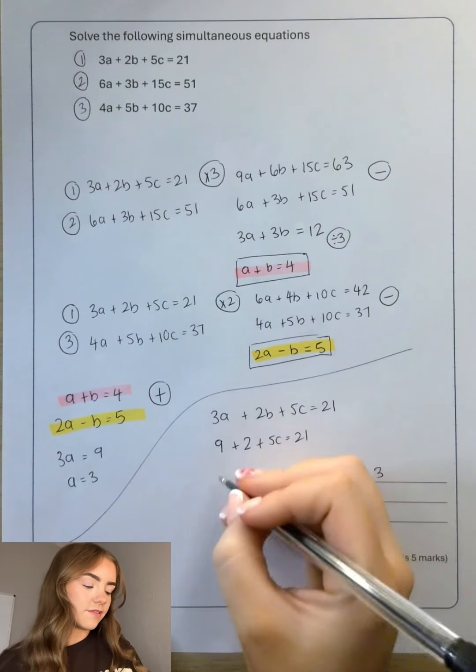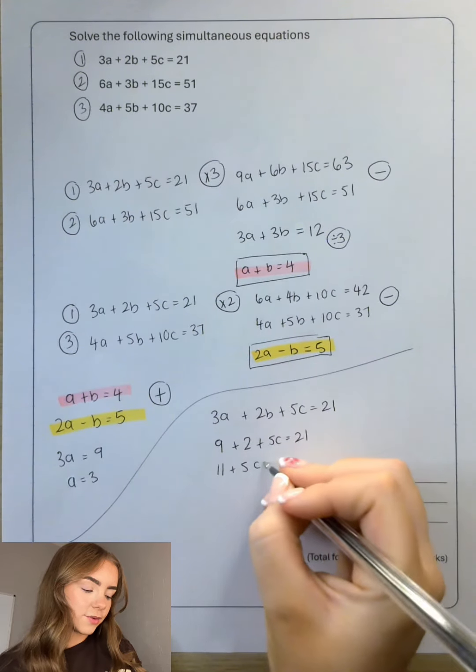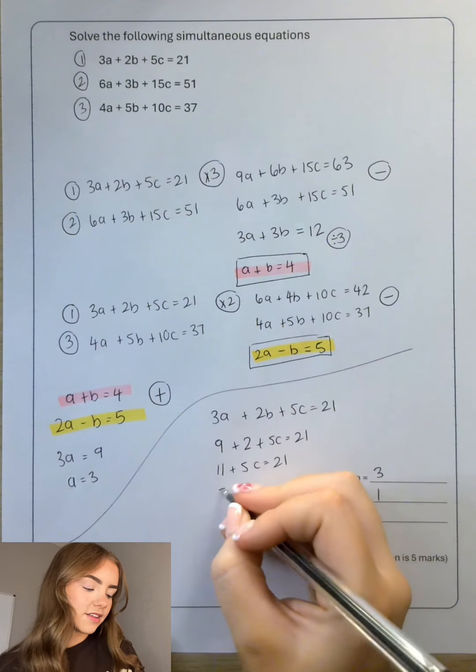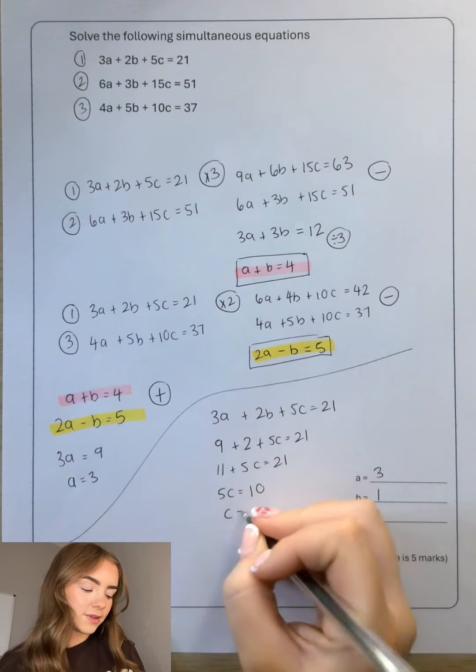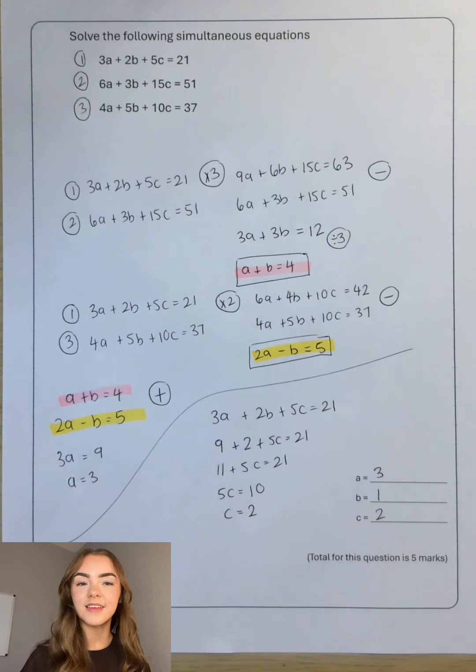9 plus 2 is 11, so we'll have 11 plus 5c is 21. Subtracting 11 from both sides, we'll have 5c is equal to 10. Then finally, dividing through by 5, we'll have c is equal to 2. And this is our final answer.